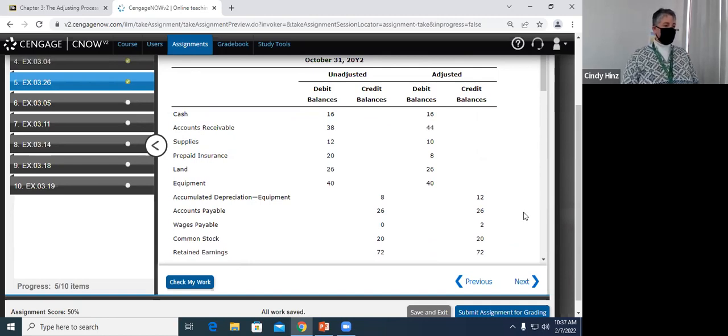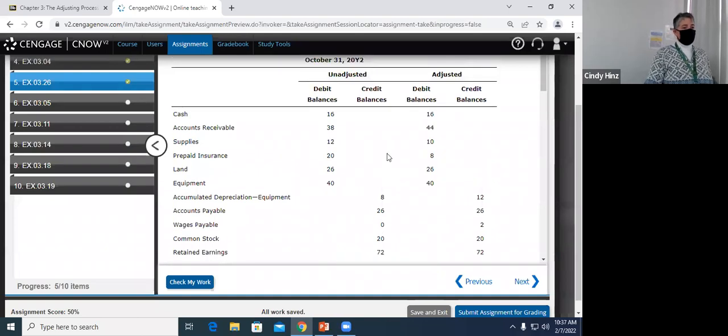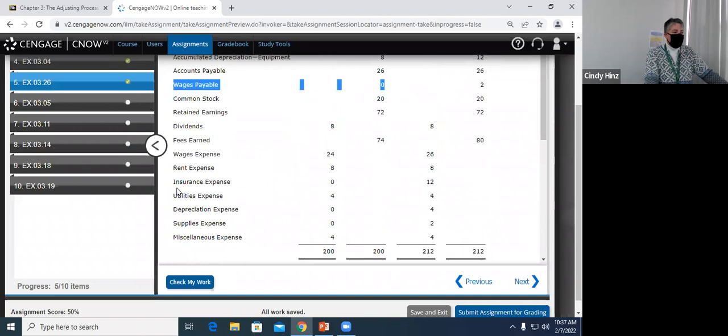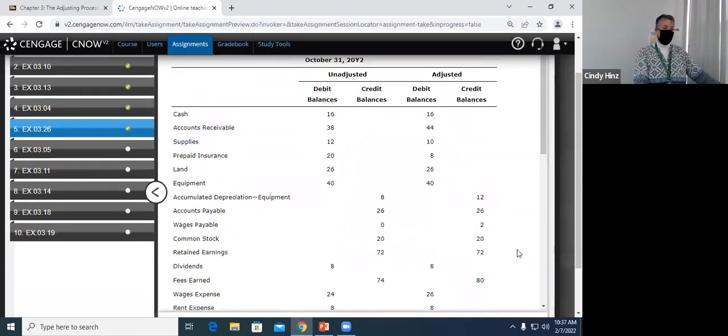So what do you notice? The adjusted trial balance actually has more accounts on it than the unadjusted, because on a trial balance, you only include the accounts that have a non-zero balance. So if we had just prepared the unadjusted trial balance, for example, wages payable would not be on there because you wouldn't show wages payable with a zero balance. You wouldn't show insurance expense with a zero balance. You wouldn't have shown depreciation or supplies expense with zero balances. We only include the accounts that have something in there. So the adjusted trial balance would have several more accounts on it than the unadjusted.